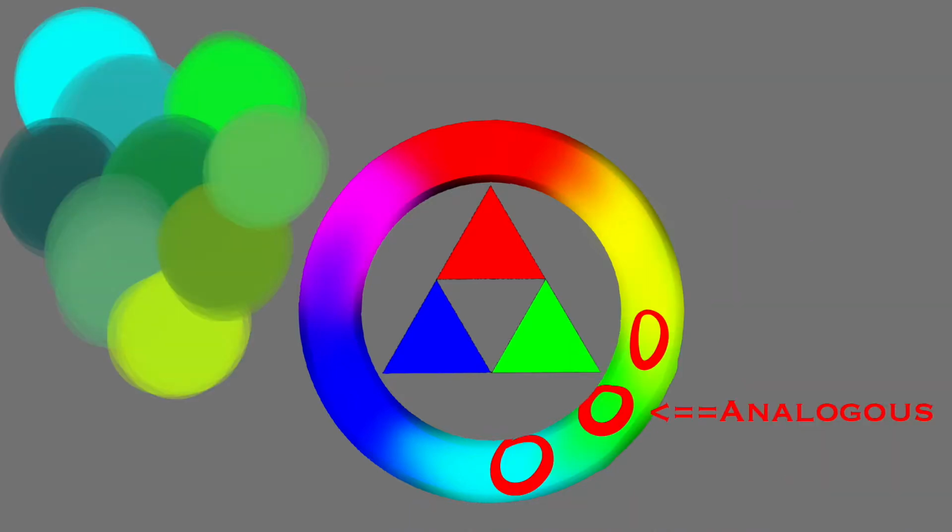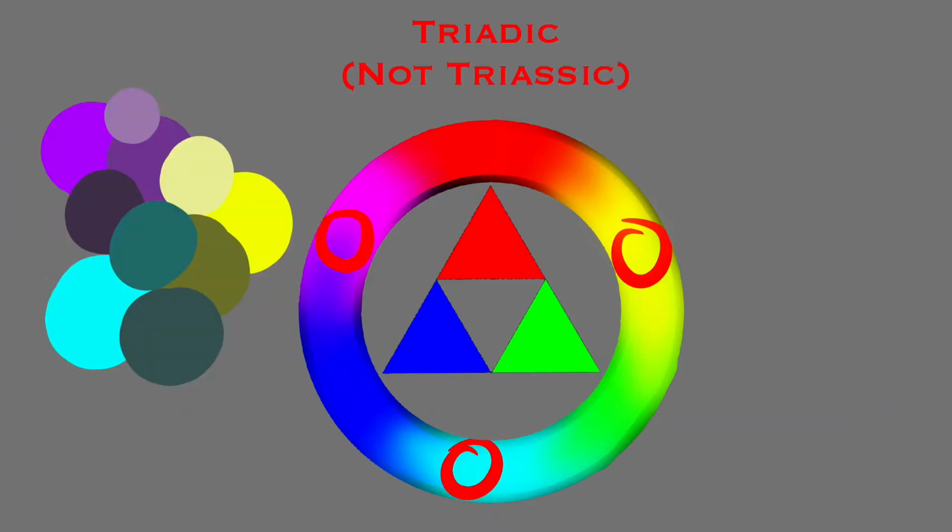Analogous. However the heck it's pronounced. Pick 2 to 4 colors that are all squished against each other on the color wheel. Everything is a tint, tone, or shade of these colors. This generally makes a pretty soothing scene because you see analogous colors a lot in nature.